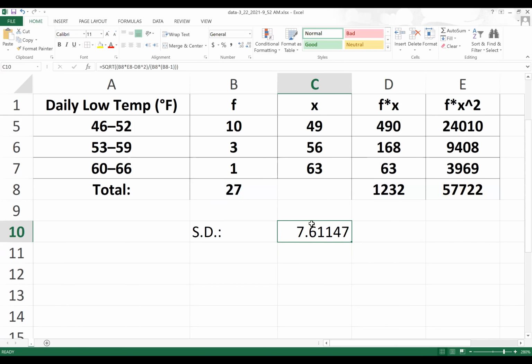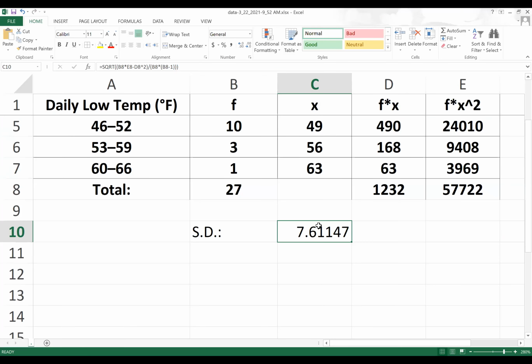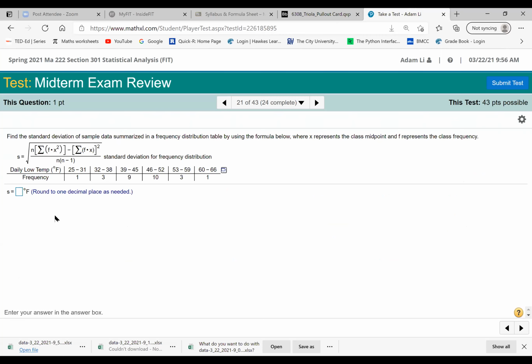And this turned out to be 7.61. Let's see how many decimals they want on the question. They want 1 decimal, so just 7.6 basically. So you can just trim down to 1 decimal place, 7.6. Any question on this? All right. 7.6 is the answer.